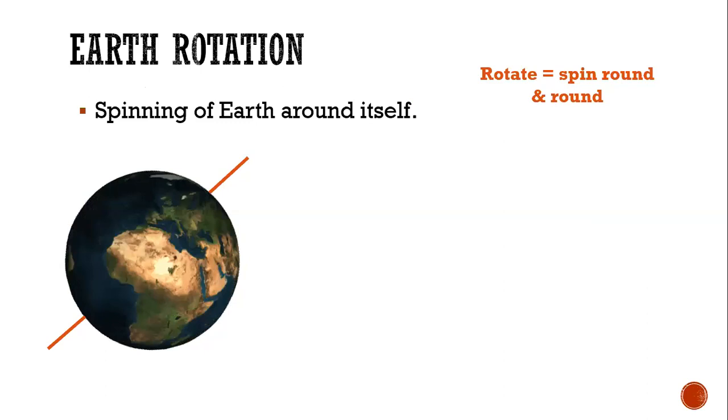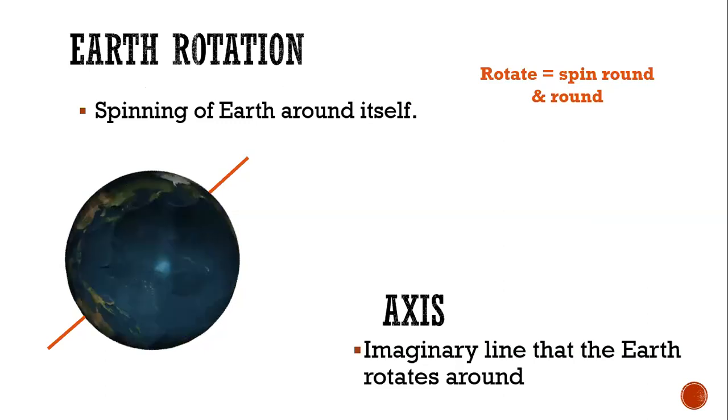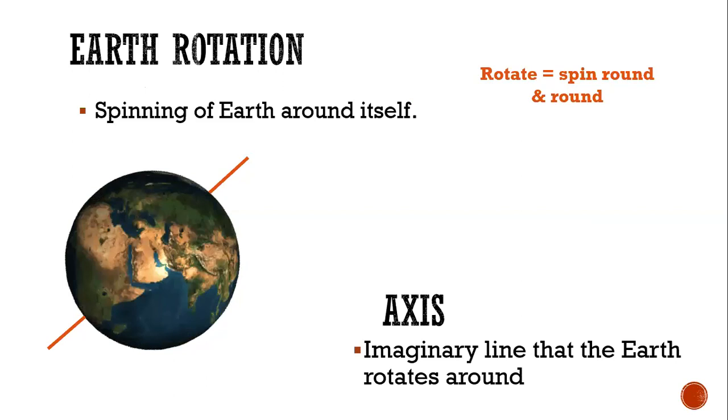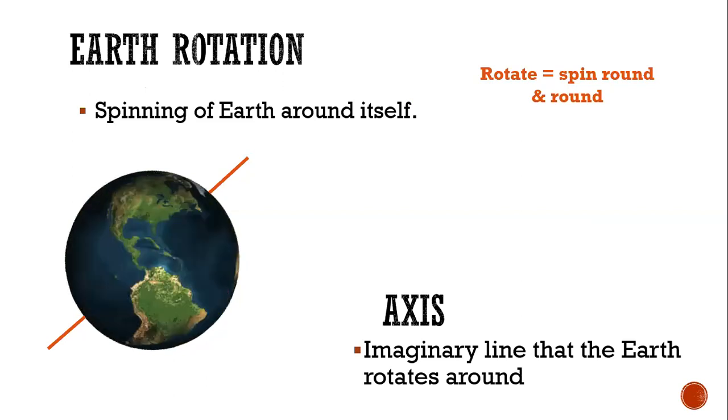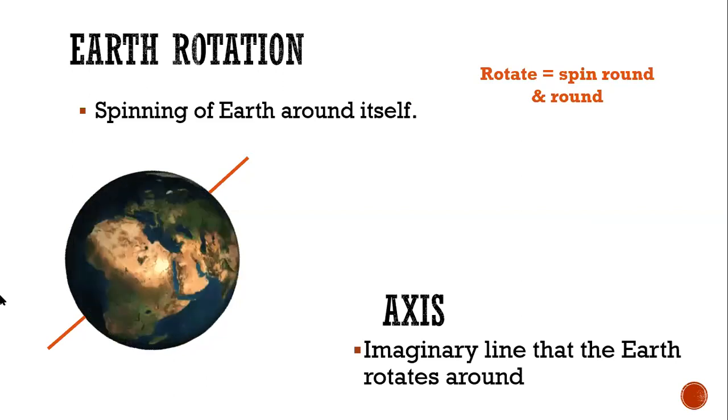Okay. Also, there is something very important which is called an axis. What does it mean by axis? Axis is just an imaginary line. As you see here, this is a line which I made.